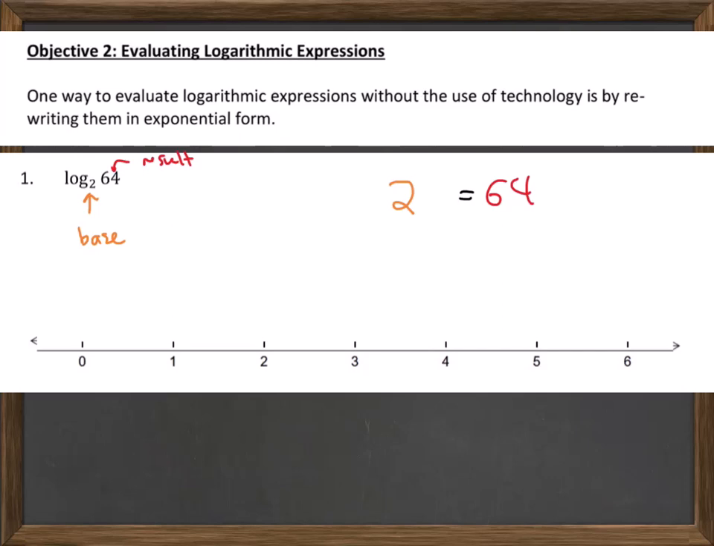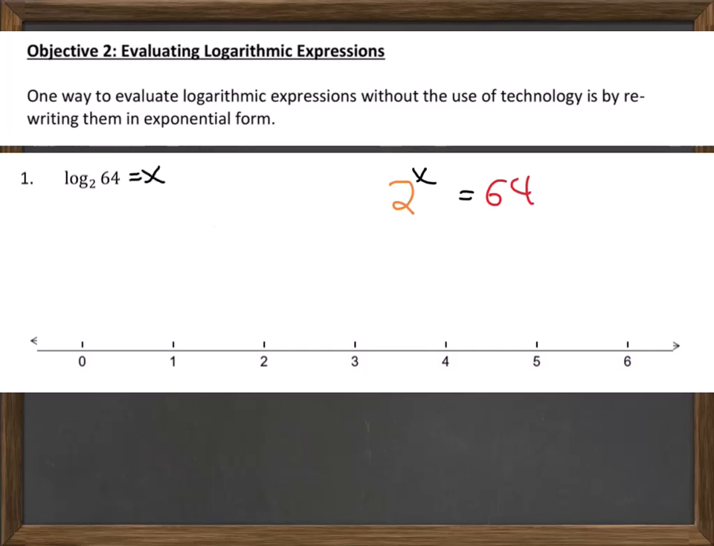Well, what are we missing here? We're actually missing something, right? It should say log base 2 of 64 equals x. So if you recall, this is our exponent. So in other words, what we're asking is 2 raised to the what power is equal to 64.